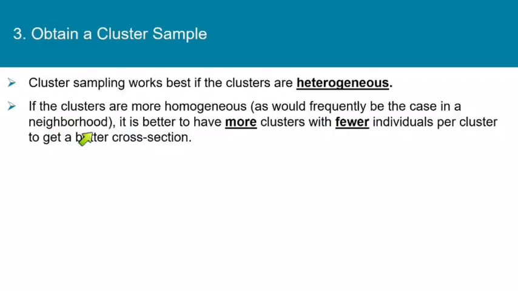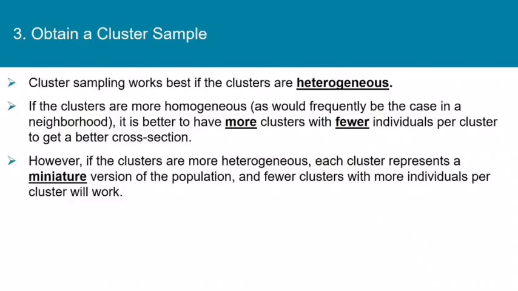So in this case, it's better to have more clusters with fewer individuals per cluster, and that way you get a better cross-section of the population. However, if the clusters are pretty well heterogeneous, then each cluster is a little miniature version of the population, and fewer clusters with more individuals per cluster will work in that case.